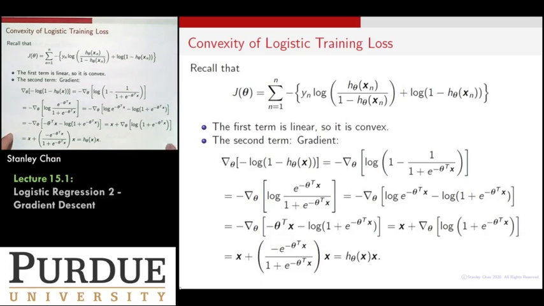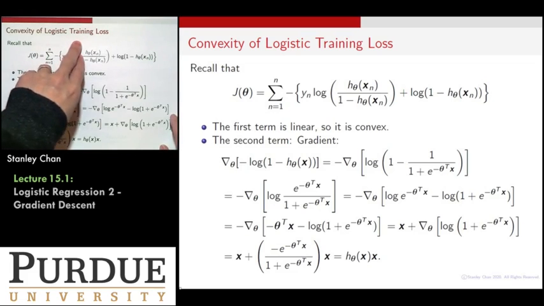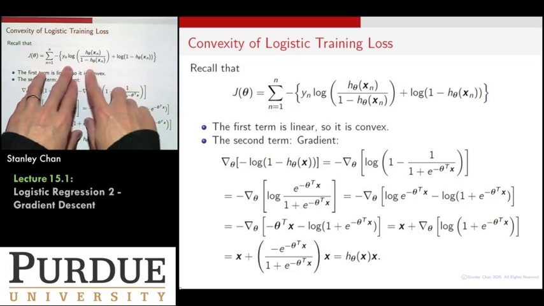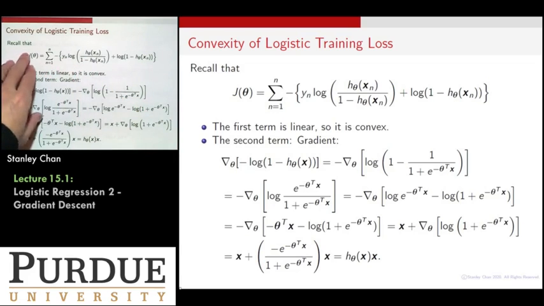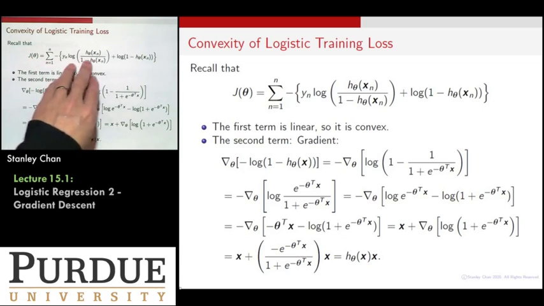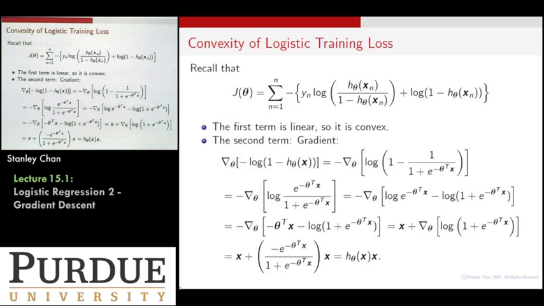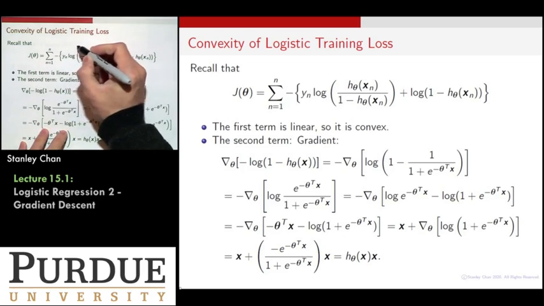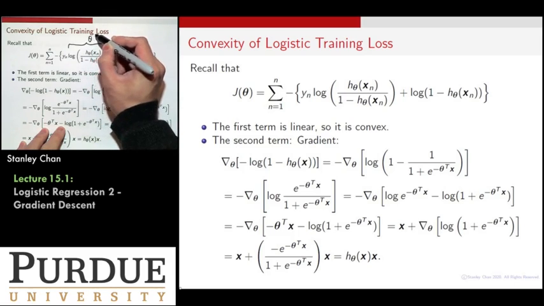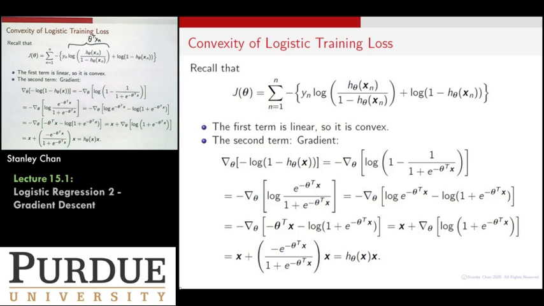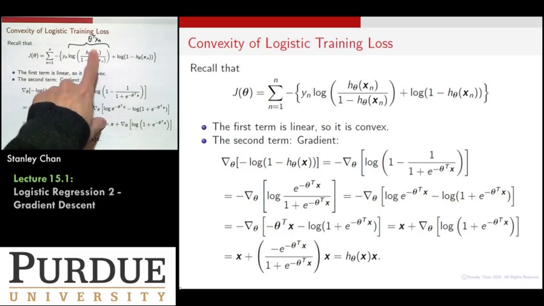There is a convex property of this training loss. The convexity comes from the derivation on the previous slide, where you can write the loss function as the following. Then we introduce a concept called the log odds, and we show that this is essentially the same as theta transpose x_n. And so the first term in this training loss function is convex. It's linear, and therefore it is convex.